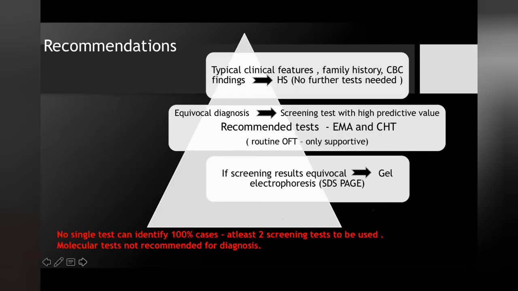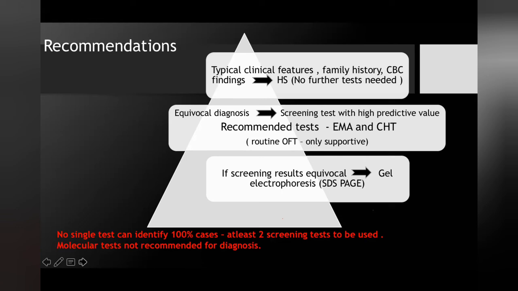So if we have so many tests, then what are the recommendations? Supposedly there's a patient who shows typical clinical features of spherocytosis. He has hemolytic anemia, he has splenomegaly, he has a family history or somebody from the family also shows spherocytes, and there are typical CBC findings also. Then you do not need to do any further test. You can simply label that patient as hereditary spherocytosis.